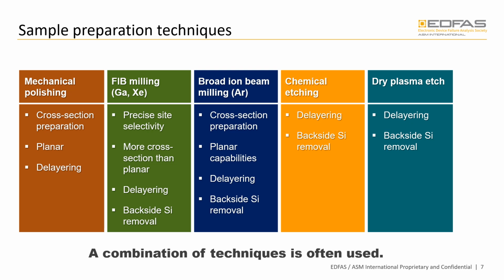There are various sample preparation techniques used in failure analysis, each with its advantages. Here I will list some of the most commonly used methods in failure analysis labs, including mechanical polishing, focused ion beam, broad ion beam milling, chemical etching, and plasma etching. These techniques enable the preparation of cross-section and planar samples and the delayering of semiconductor devices. Often, a combination of those methods is used to achieve the best results.